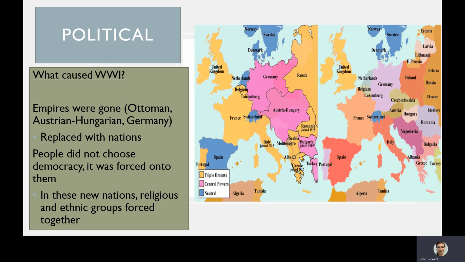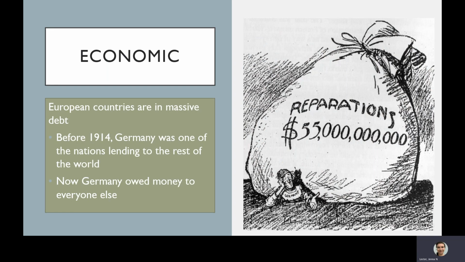Okay, next slide. Economic consequences. So all European nations were in massive debt after the war, especially Germany, but everyone was. Their countries had been destroyed by the war. It's kind of hard for us in the US to comprehend this since we haven't had a war fought on our soil truly since the Civil War. But cities were burned down, factories were destroyed, people's homes were gone. So all of this infrastructure was gone.